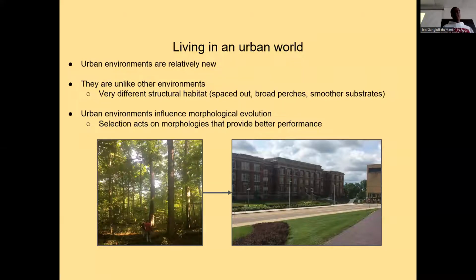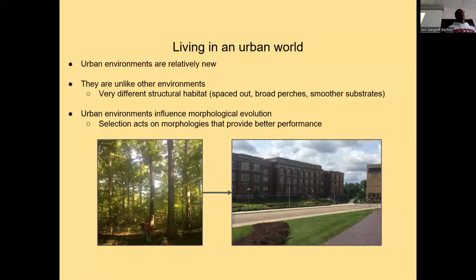Yeah, so the structural habitat characteristics of the urban environment are unlike any other environment on the planet. And so organisms living in these novel urban environments have to come up with really interesting and creative ways to survive and to perform well enough to reproduce and to be fit in this highly novel, highly variable environment. Urban environments also influence morphological evolution, right?